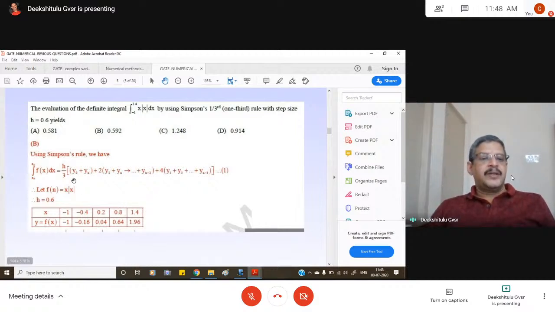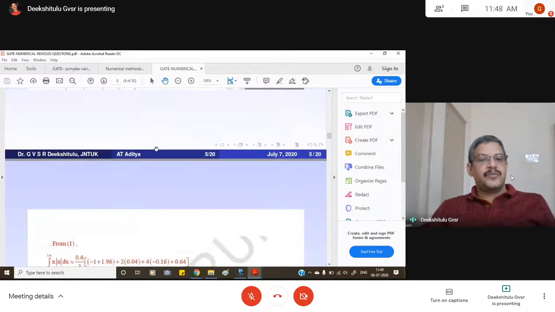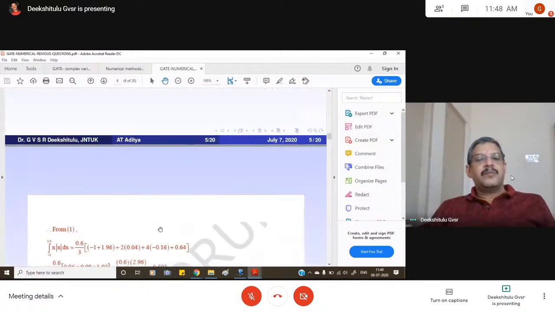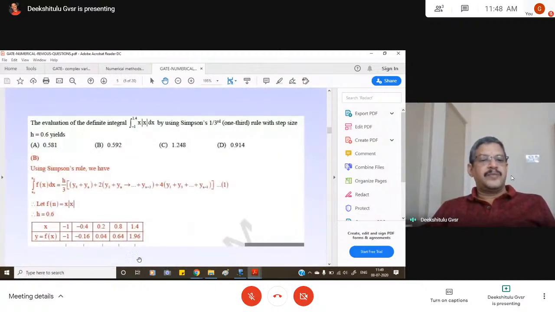At minus 1, modulus of minus 1 is 1 into minus 1, that is minus 1. Then at minus 0.4 it is minus 0.16. At 0.8, it comes to 0.64. At 1.4, it is 1.96. So if we substitute the values in here, the integration, this is what we get, 0.592. That is, the answer is B.